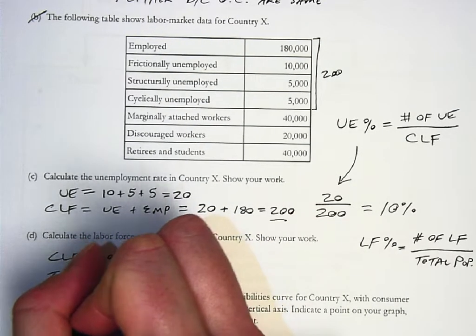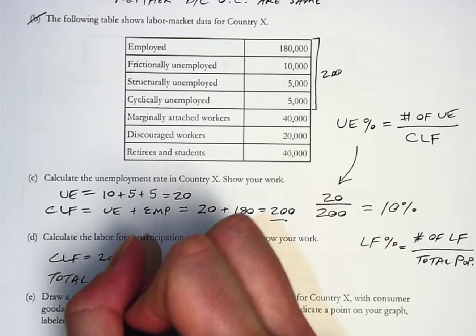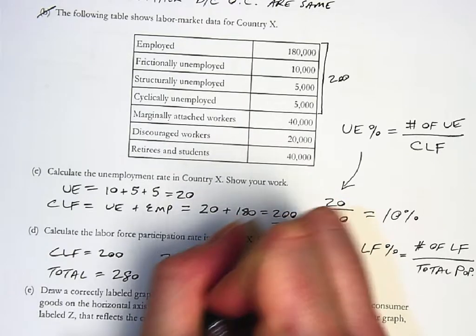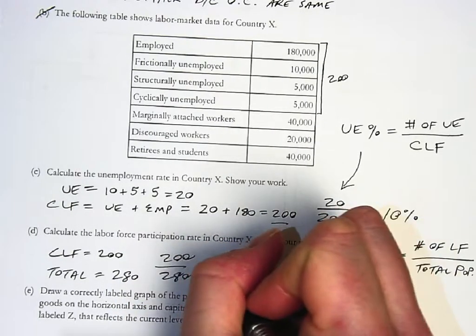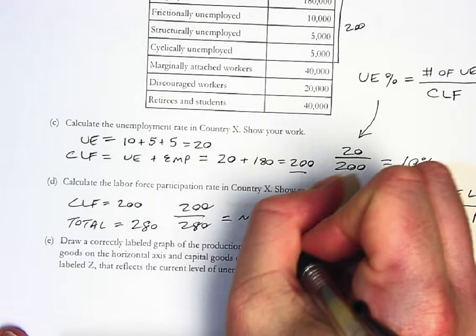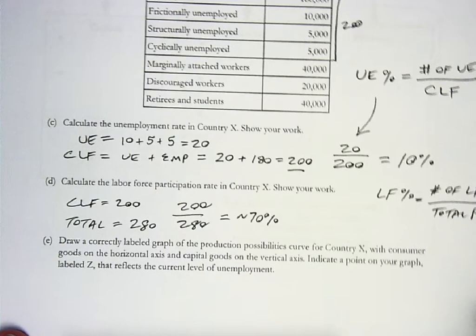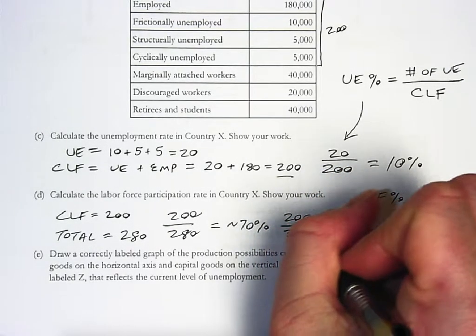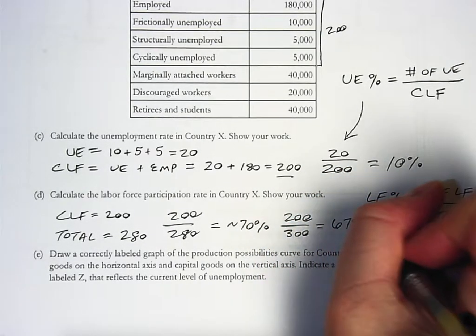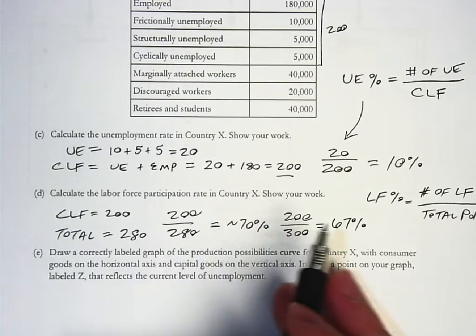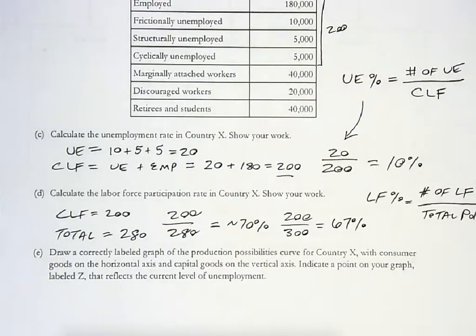And on an exam, I would make it nice and clear. So if, let's say, the total is 280, then it's 200 over 280, and that's kind of a funky percentage. That's about 70%. You'd have to get a calculator for it. But if you did 200 over 300, that's an easy percentage. That's just 67%. So we could do both of those. And again, on an exam, I'd make it really, really clear which one is which.